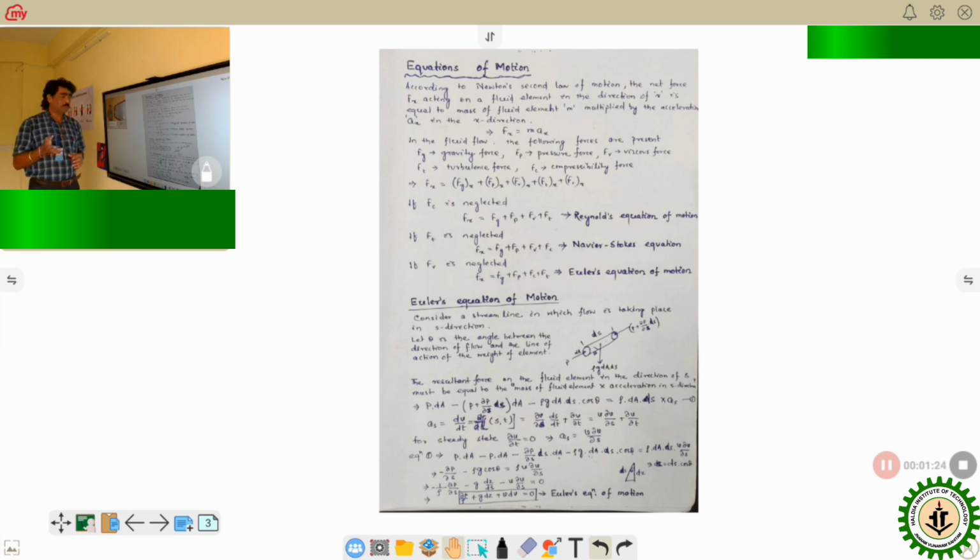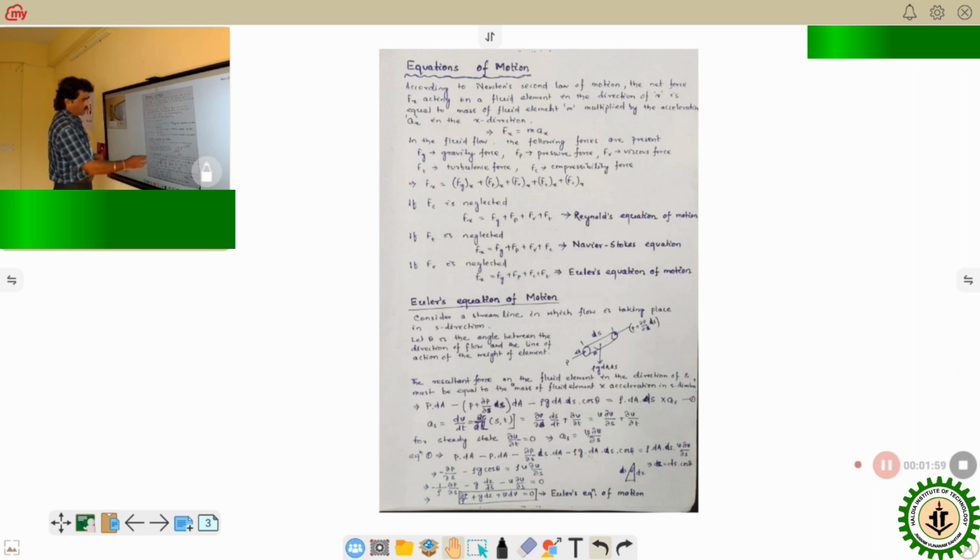Similarly, if we remove the turbulent force, then the equation comes as the Navier-Stokes equation, that is Fx is equal to Fg plus Fp plus Fb plus Fc. And if you neglect the viscous force, then it will be Euler's equation of motion, which we are going to see next. In Euler's equation there will be a small derivation where we account for the energy, that is, when the fluid is in flow, how the energy is transferred from one place to another through the fluid. That we will see.